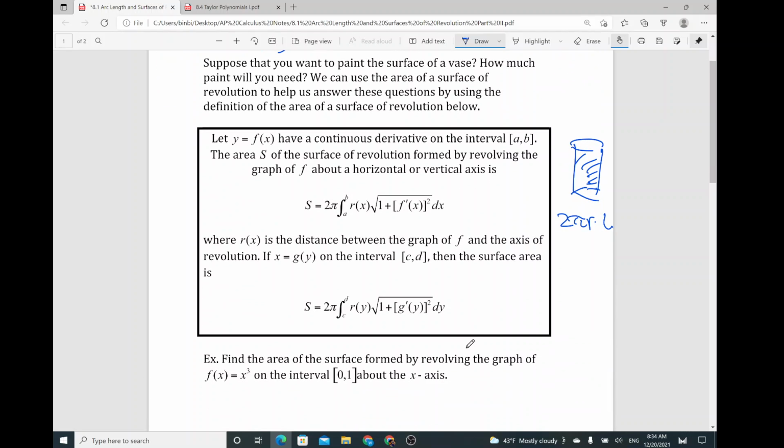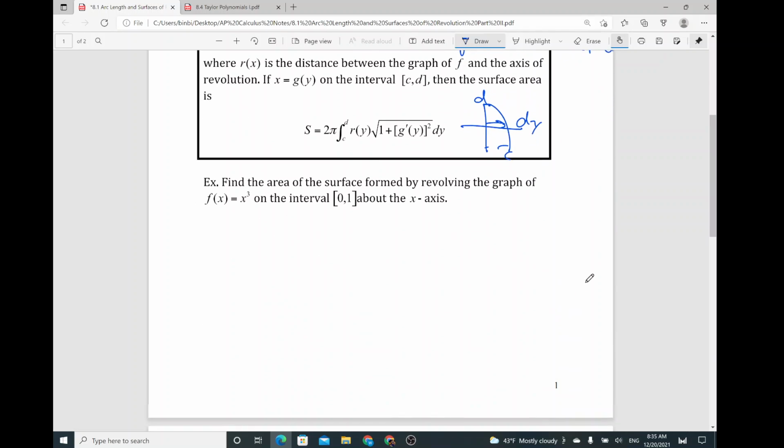This one is done horizontally. Again, the differential is always perpendicular to the axis of revolution. So let's say we do have a surface like this. This one is perpendicular, that's dx, and the other one is sideways, going this way, that's dy. This one goes all the way from a to b, but this one goes all the way from c to d.